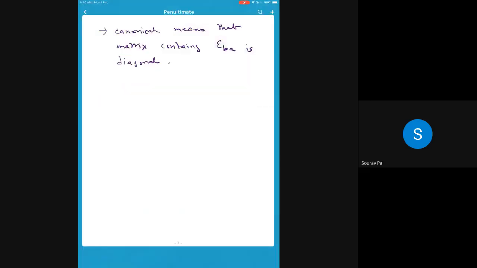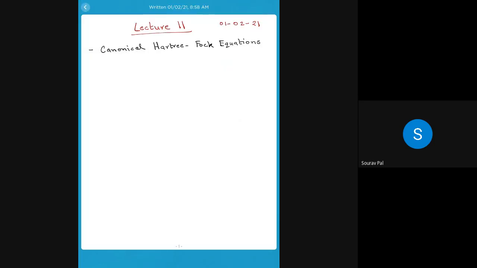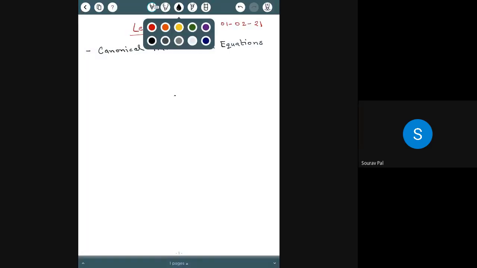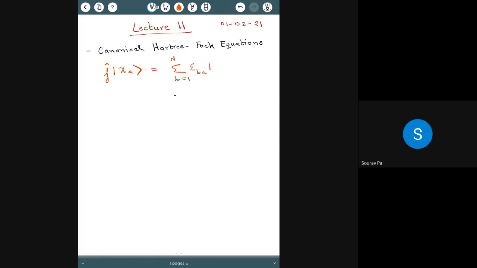Okay. So let's start on that. This eigenvalue form of the Hartree-Fock equation is called the canonical Hartree-Fock equation. So let me start by repeating the final form. So this is what we had obtained before. And the Fock operator.